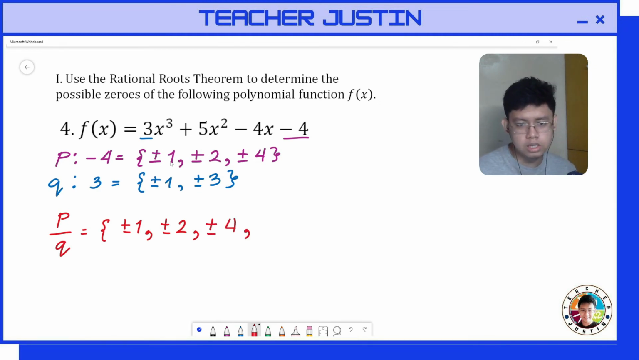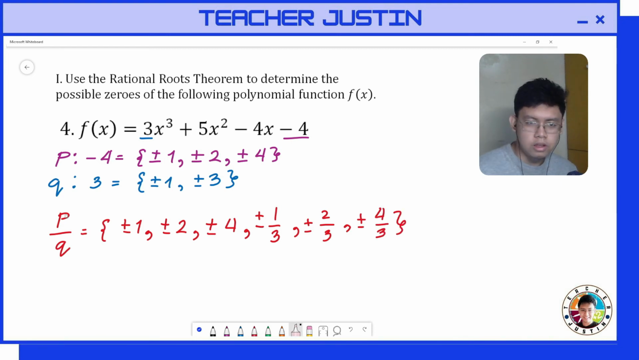Then, let's proceed to 1 divided by 3. 1 divided by 3 is positive negative 1/3. 2 divided by 3 is positive negative 2/3. And 4 divided by 3 is positive negative 4/3. Here are the possible zeros of our polynomial function f of x.